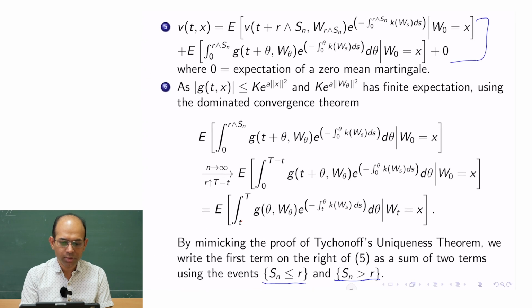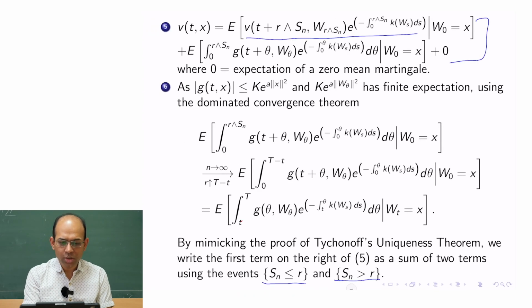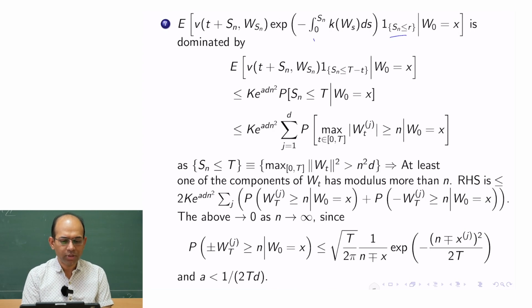So in this bullet 5 we are writing this term v of t plus r minus Sn, so this term here, okay, and we are not writing the other term, the g term, the integration g term. We are just writing the v of t plus r term, okay. So for that term we are now getting one estimate, an upper bound.